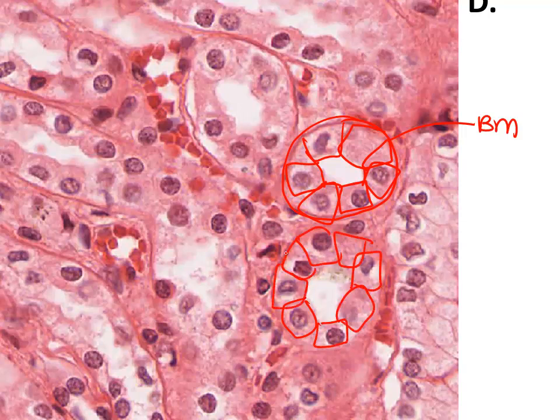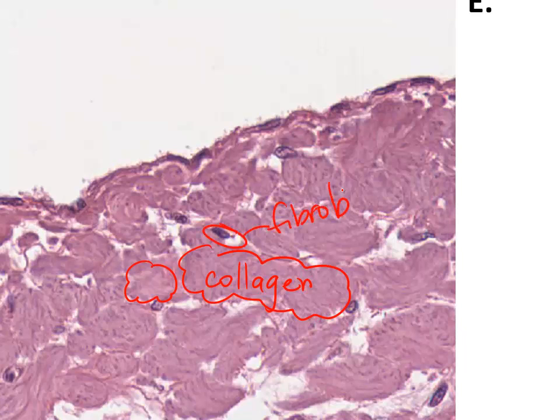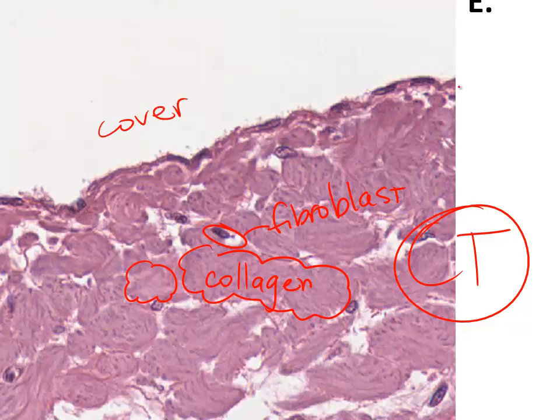Here's an example of simple squamous epithelium. And so most of what you see in this image here is connective tissue, which is mostly collagen and some elastin. And we see a fibroblast in there that made it. The cover on this is simple and squamous, so it's pretty tough to see, but you can make it out as I draw over the simple squamous epithelium.